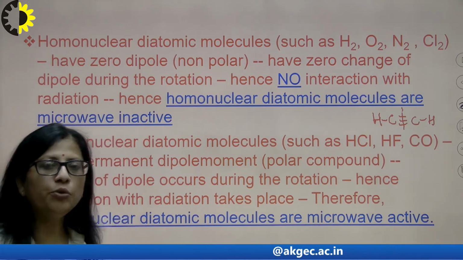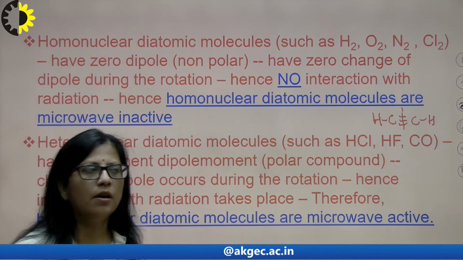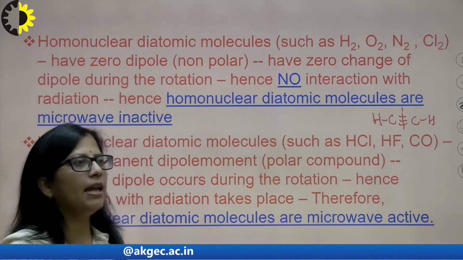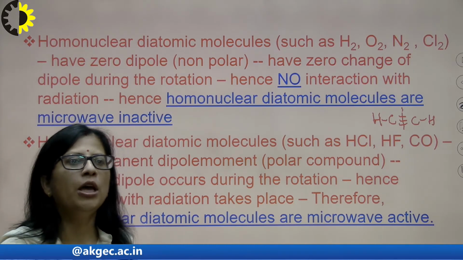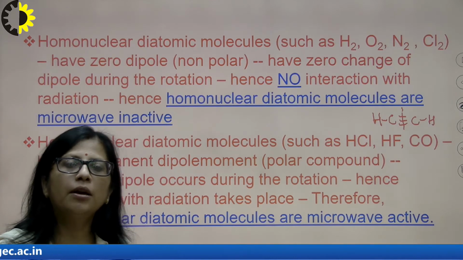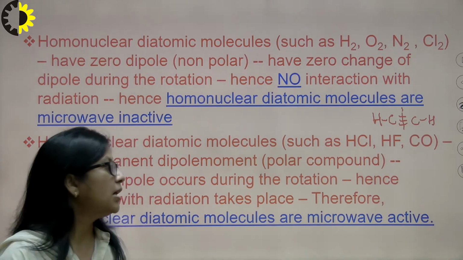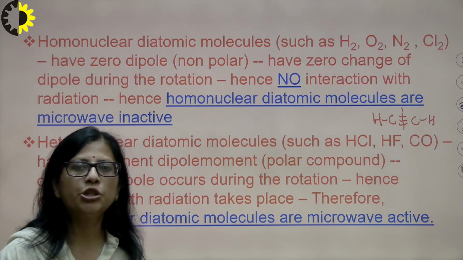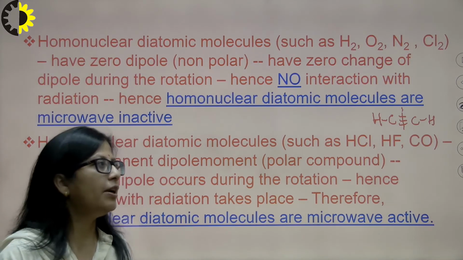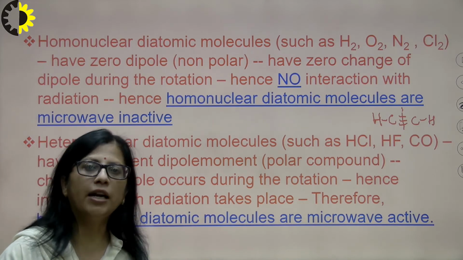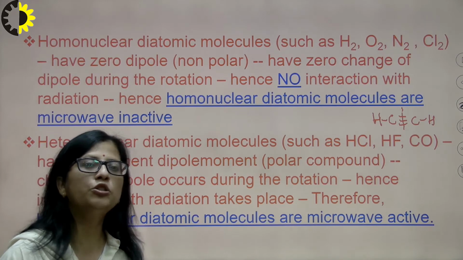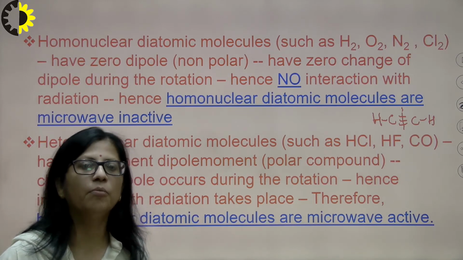Then heteronuclear diatomic molecules. I have already taken the examples of HCl, HF, NO, CO. They have permanent dipole moment. They are polar compounds, and they also show the change in dipole during the rotation. Hence, they interact with the radiations in the microwave region. As a result, they are going to be microwave active molecules.